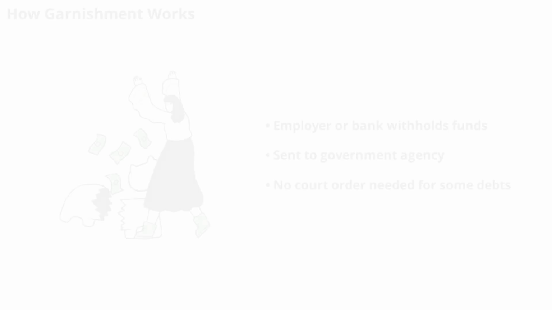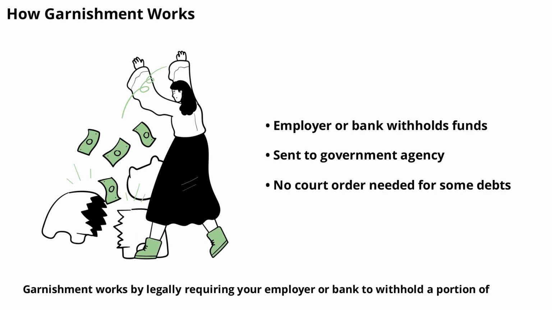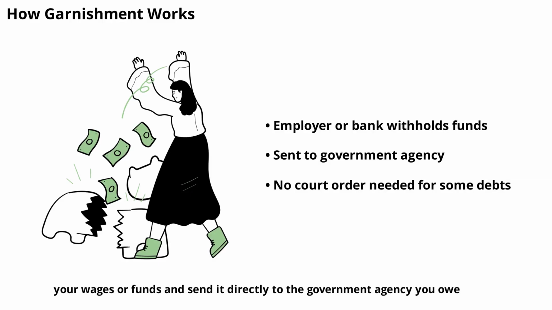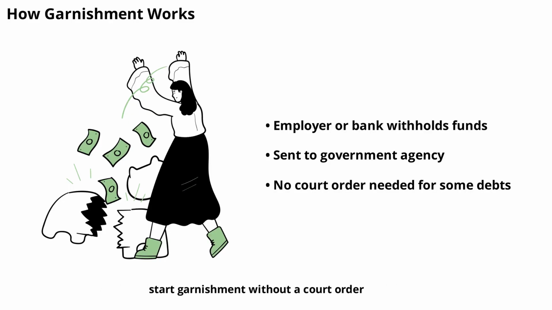Garnishment works by legally requiring your employer or bank to withhold a portion of your wages or funds and send it directly to the government agency you owe. This process can begin after you've received notice of the debt and failed to pay. For government debts, agencies often have the authority to start garnishment without a court order, making the process faster and more direct. The amount garnished depends on the type of debt and your financial situation, but there are legal limits to how much can be taken from each paycheck.